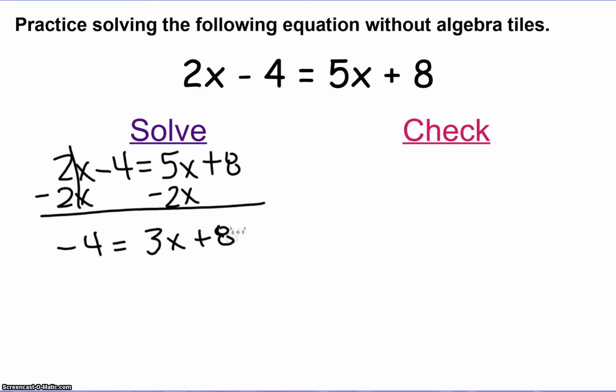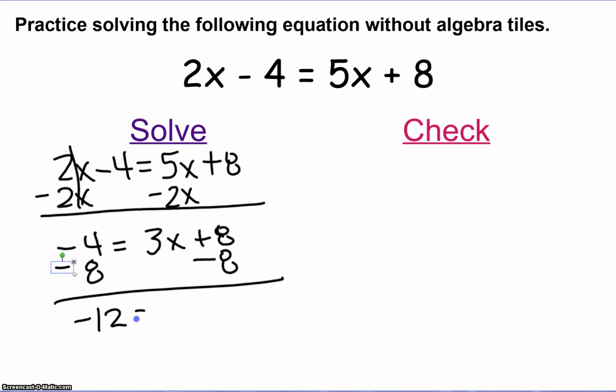Plus 8. X is still not by itself, so we need to get rid of this positive 8, so we take the negative 8 on both sides. We're left with negative 12 equals 3x. And then we solve for x. Divide each side by 3, and x is going to equal negative 4.